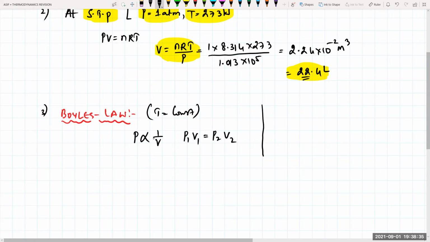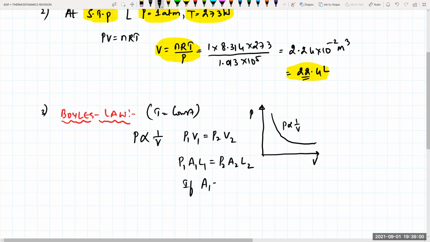The graph drawn between the pressure and volume will be a rectangular hyperbola like this, because it is like y is equal to 1 by x. P is equal to 1 by V. Now volume I can write in terms of area. So P1 into volume, area A1 into L1, is equal to P2 into A2 into L2. If the area of cross section is the same, A1 equals A2, I can write P1 into L1 is equal to P2 into L2. This is one form I can write.